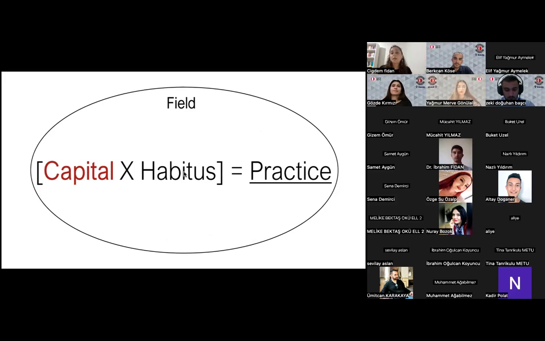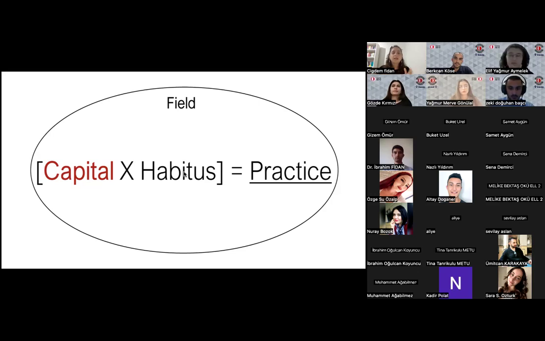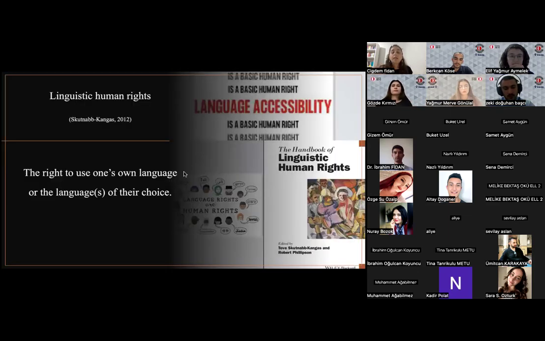That's why I'm advocating for English language education for all individuals. That's why I try to teach English to all individuals without thinking they are disabled or they are coming from various backgrounds. So I really give importance to teaching English to any individual coming from any background. English is also a linguistic human right. This is a right to use one's own language or the languages of their choice. And this is a linguistic human right.